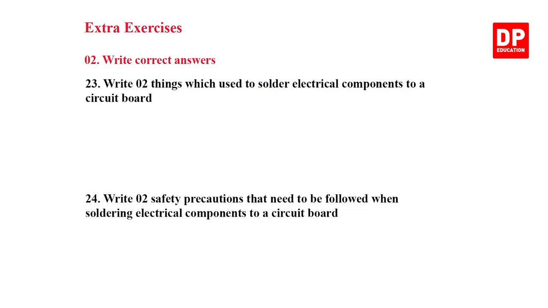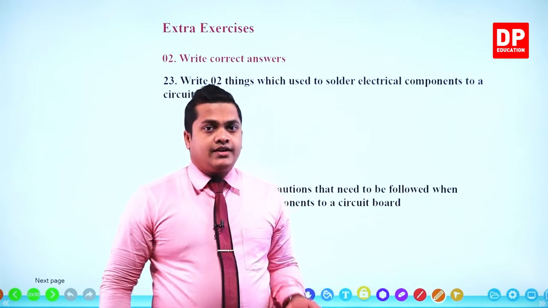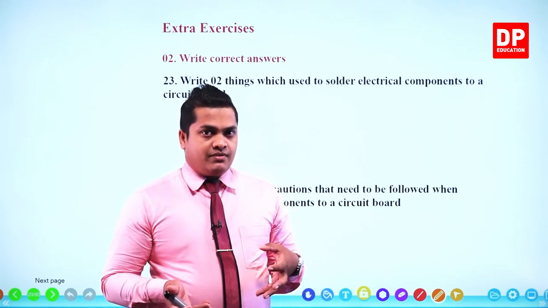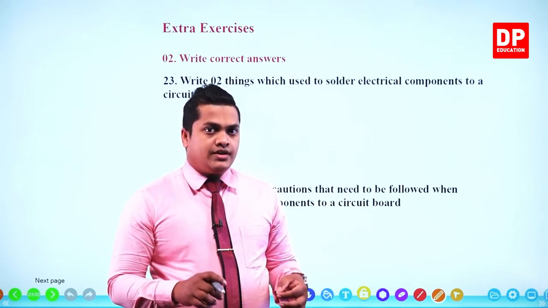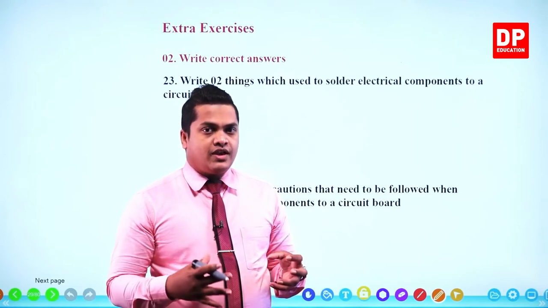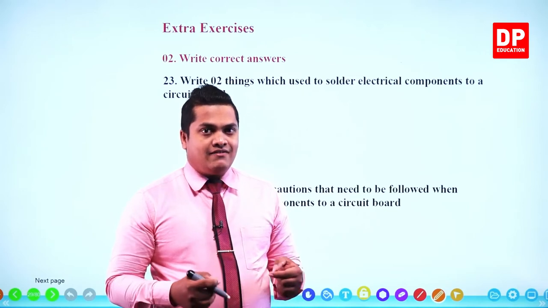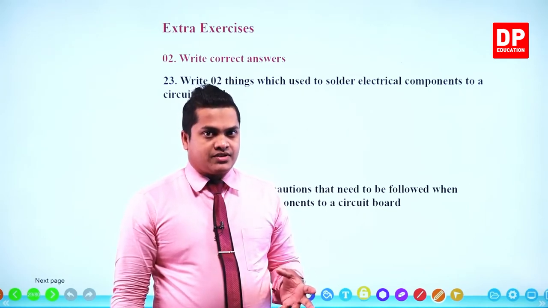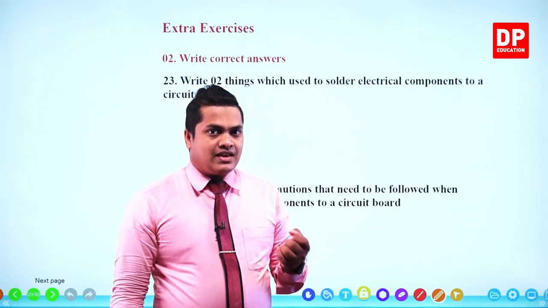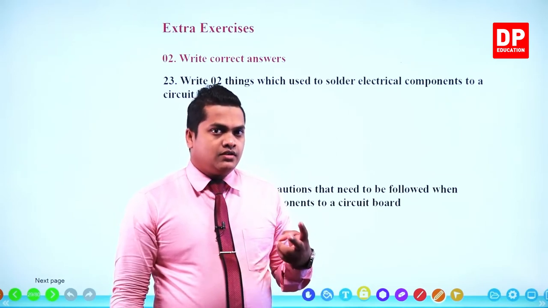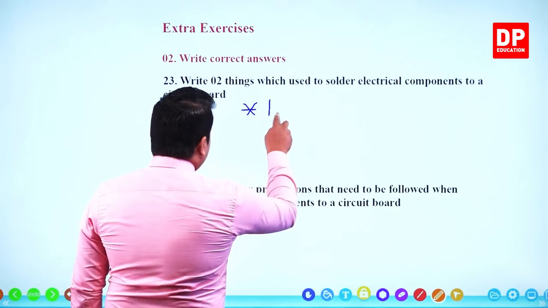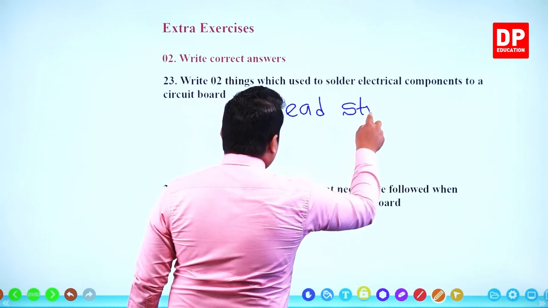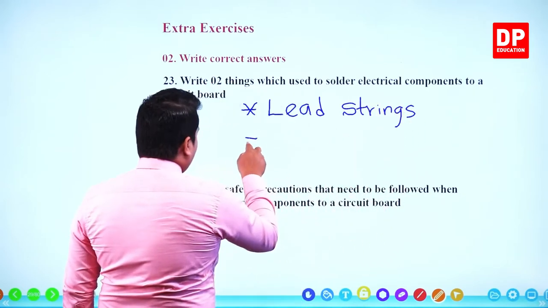So, the next question. Write two things which are used to solder electrical components to a circuit board. I told you that, when we studied that, in order to solder a component to a circuit board, we are going to use an electric bolt, and in the soldering process, to fix this component, we have to use lead. So we are melting lead and fixing that component to the board. That's how the soldering process works. So the two instruments that we need are the electric bolt, and the second one, lead, a piece of lead or metal lead, lead strings. So lead strings. Second one would be the bolt.